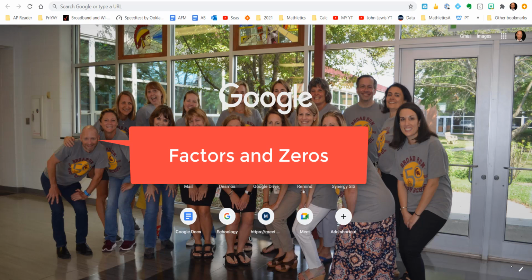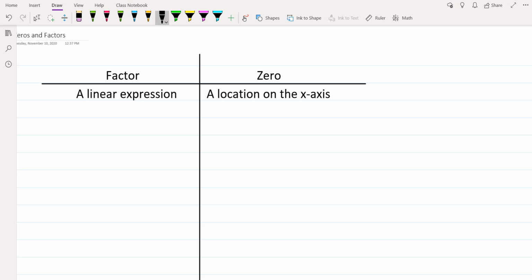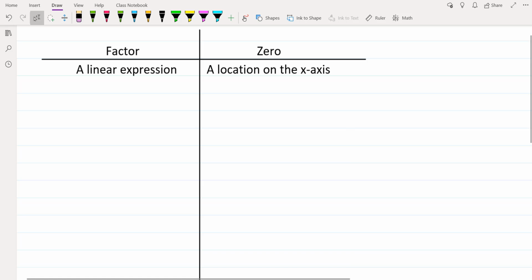This is Miss Muscarella coming at you, and in this video, I'm going to show you guys the differences between factors and zeros. Kind of how to find, if you're given a factor, how to find that zero, and the differences between them. So all right, let's take a look and see what these things are. So a factor, very simply, is just a linear expression. That's it. Linear expression. Now, a zero is going to be a specific location on the x-axis. So let's go ahead and just get right into a couple of examples here.